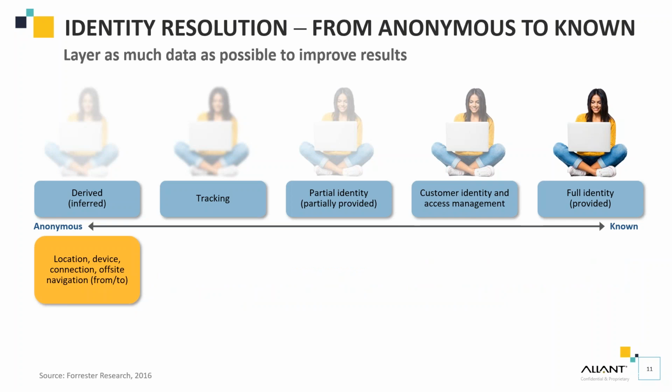As we look at the top left-hand corner of the slide, the process of identifying anonymous interactions to known interactions starts with the collection of inferred probabilistic data, such as location and device data.